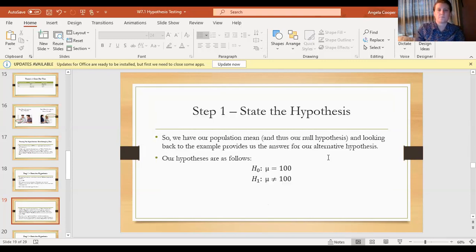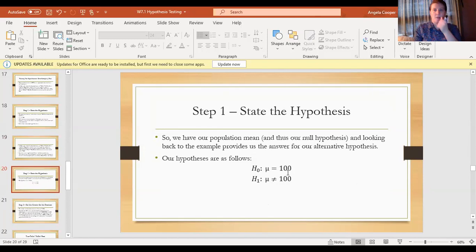Okay, so here's what we got so far. Null hypothesis: the average IQ score for the population of grad students will be 100. Alternative hypothesis: the population average for IQ scores for grad students will not equal 100. It will not be the same as the general population. All righty, step 1, done.